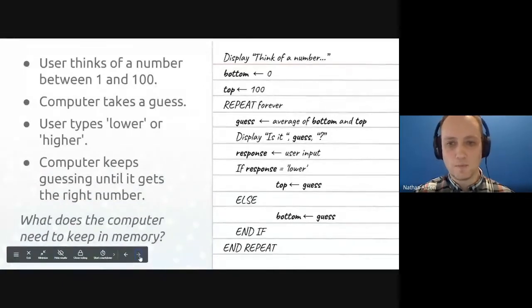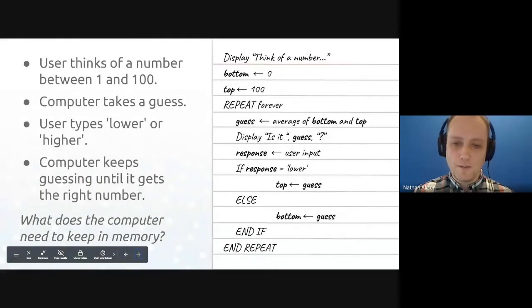And the computer's going to display, is it 50? And then we ask the user for their response, and we give the user a choice of saying lower or higher. And then this is where the clever bit happens. If the user says lower, then we set the new top boundary. In other words, the computer knows that it must now be less than 50, so it sets the top to 50.